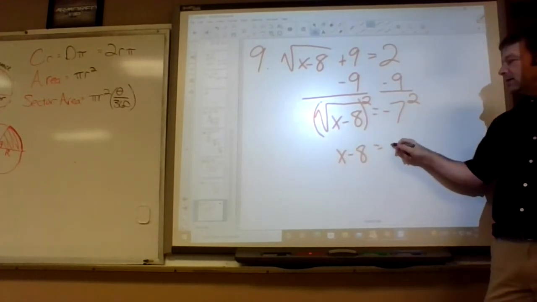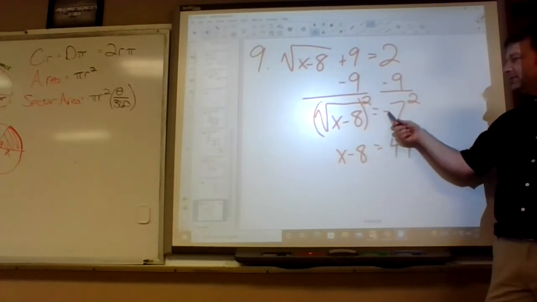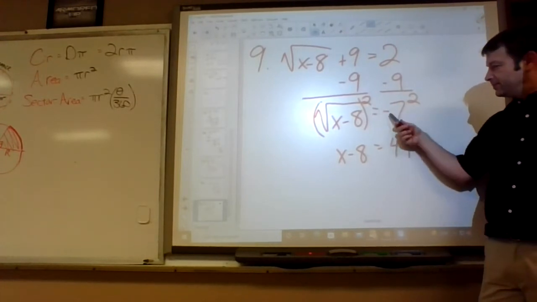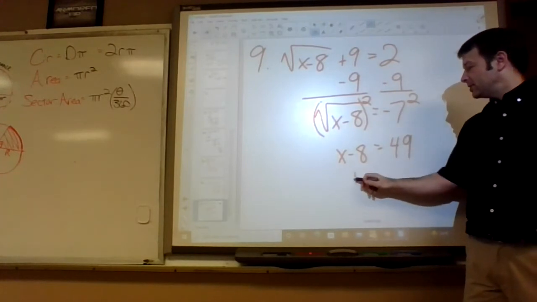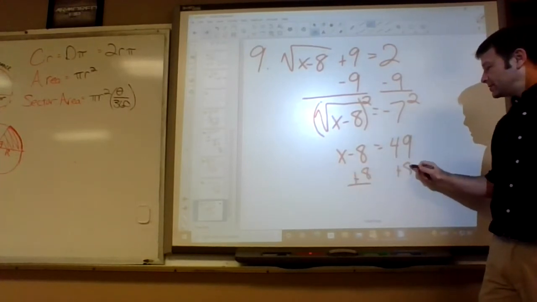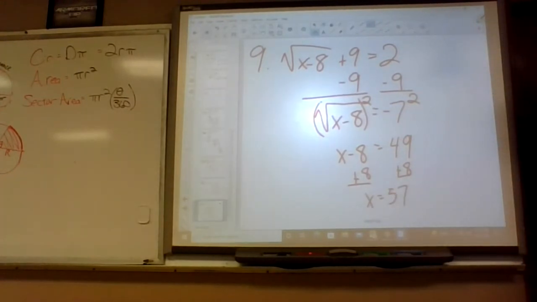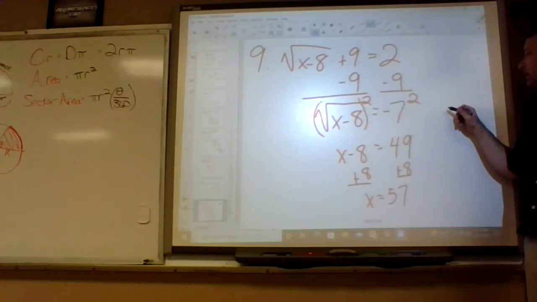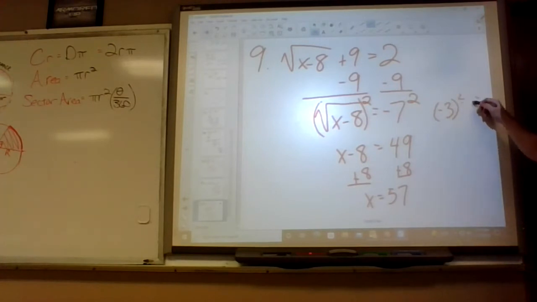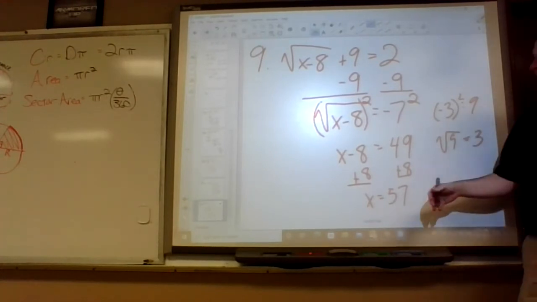49. Okay, you guys remember earlier how I said this might be a problem when you square the negative over here? So if I add 8 now, I get x equals 57. Why is squaring a negative a problem? Because like negative 3 squared is 9, but square root of 9 is positive 3. So that's kind of why it doesn't work.